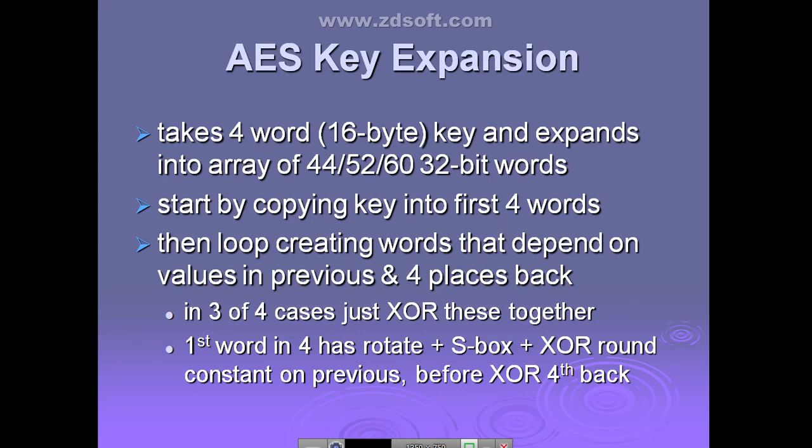So the first word in each group of 4 gets the special treatment. For example, they are going to perform the X rotate on the first word in the 4, which has the special treatment operations: it is going to have a rotation, it is going to perform the S box operation, right? And along with that there is an XORing with the round key constant on the previous word, right? All these things will be performed to expand the key.